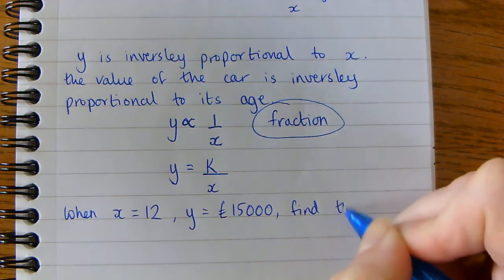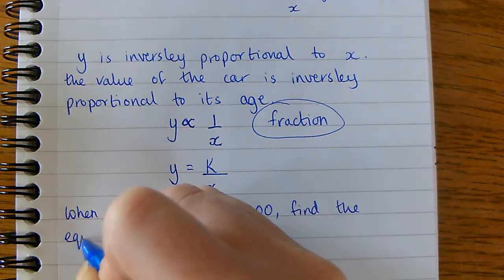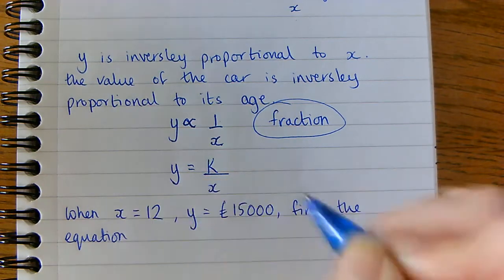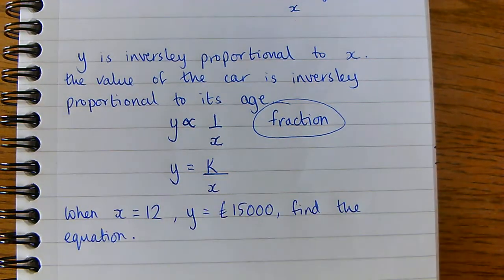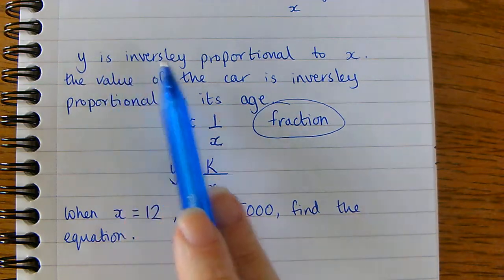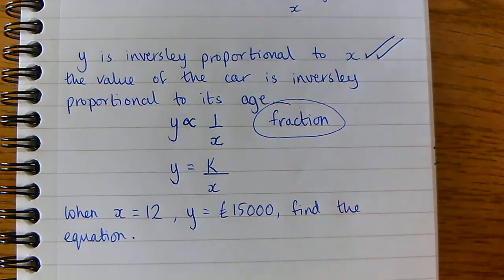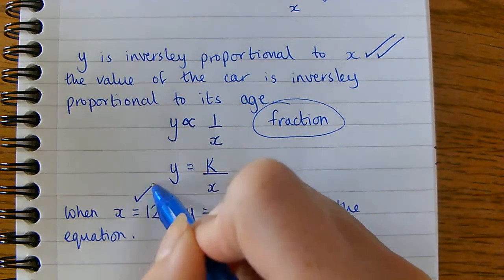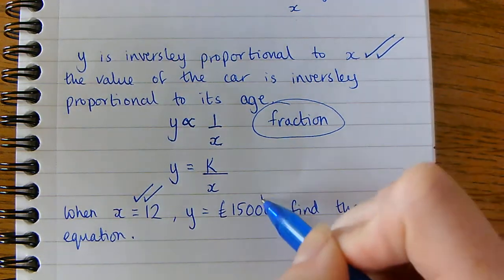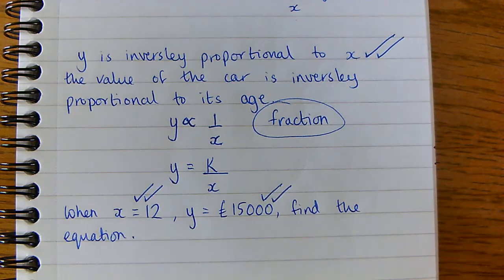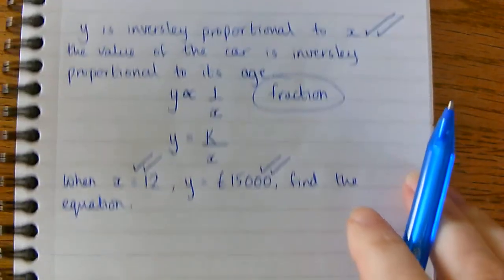Find the equation sort of between x and y. So you need to be told those things. You need to be told that y is inversely proportional to x. So in this example I've been told that. You need to be given a value of x, and you need to be given a value of y. Those are the 3 parts that you need for this formula.